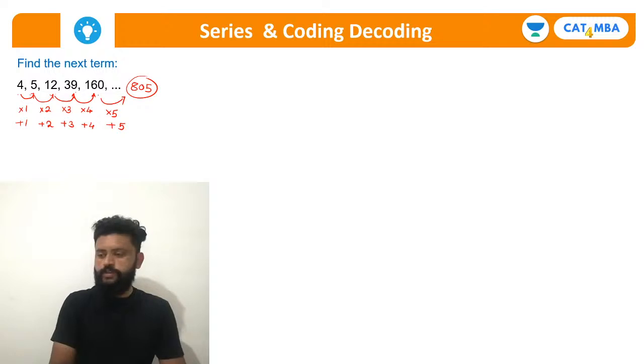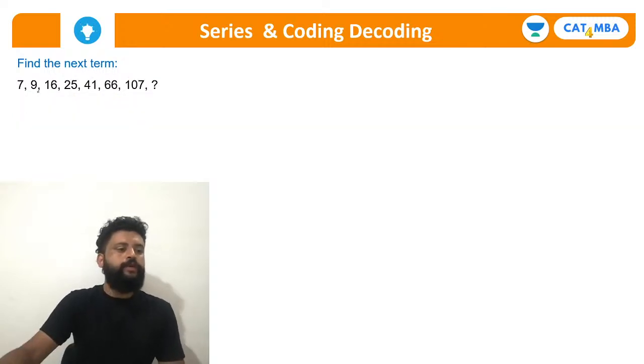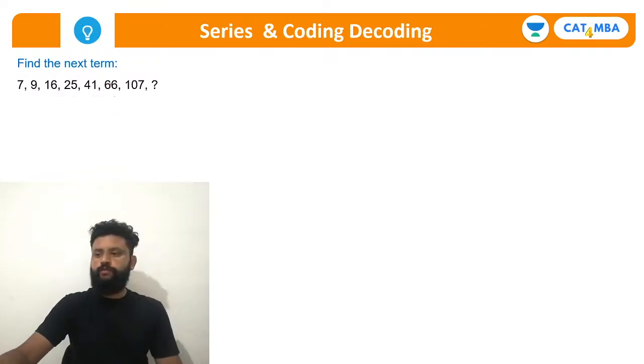Now let's come to the next question. Quickly finish it. 7, 9, 16, 25, 41, 66, 107. One more typical question from this. Nicole, it's not 810, it was 805. Try this.